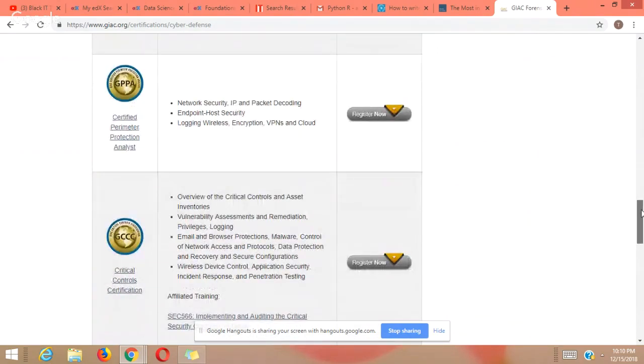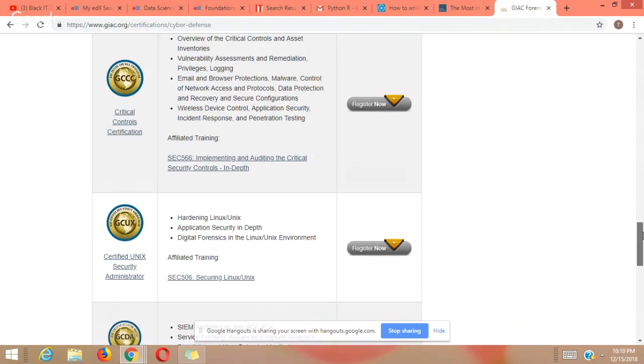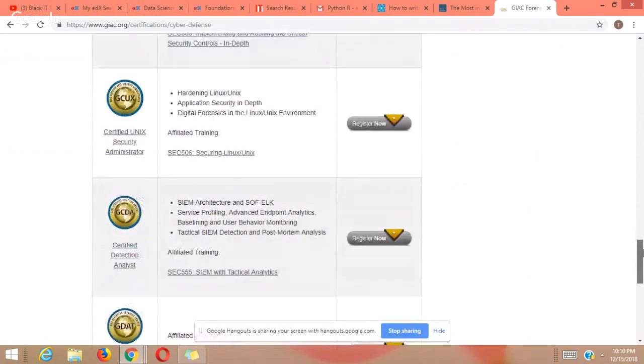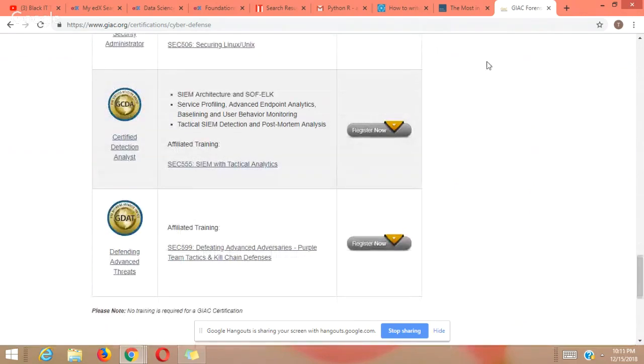Certified perimeter protection analyst. This is basically a firewall certification. People who manage firewalls and for security administration needs, this is exactly what you go for. Critical control certification. This is information security for the most part. Certified Unix security administrator. I'm not that big of a fan of it, but if you're a Linux administrator, Linux engineer, this is what you would go for. Okay. And that's it from this point on.